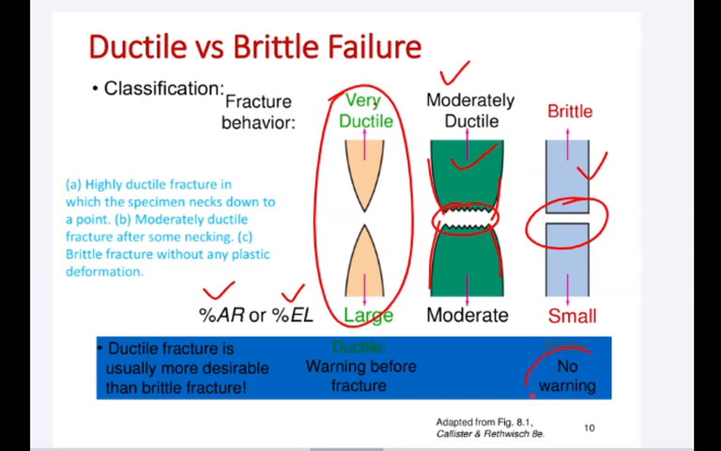You see here, we don't have any type of warning. Here, warning occurs before fracture, and this warning is very important. If you know that after some time the material is going to fail, you will take preventive measures and you will save a lot of things. Once you don't have any alarm, any warning, you cannot save anything.